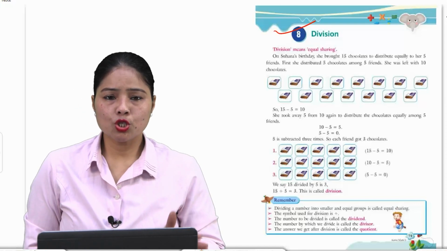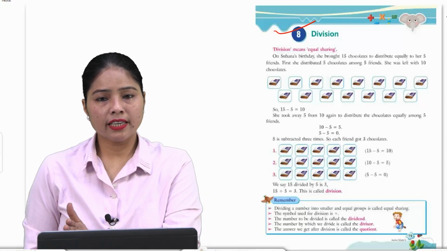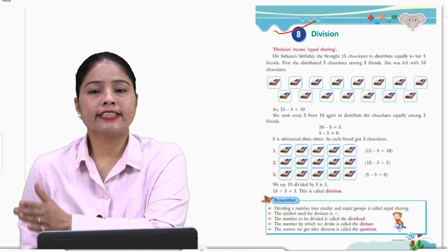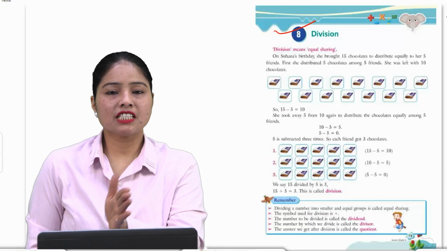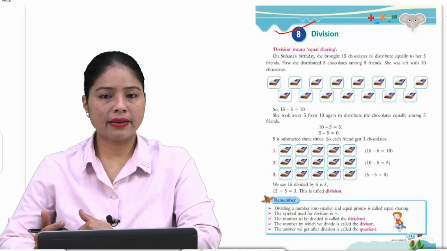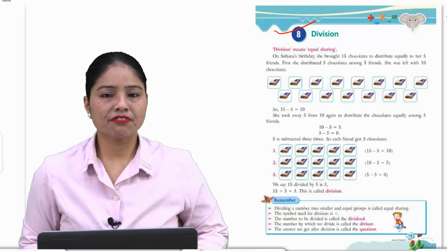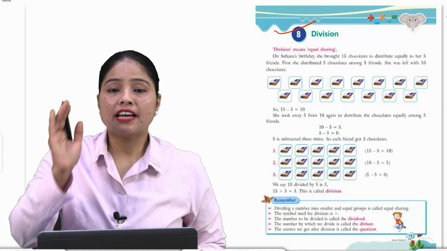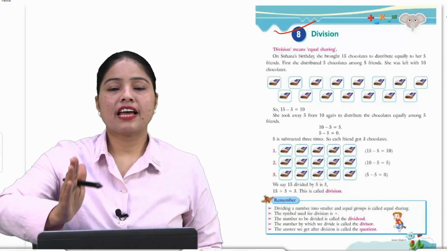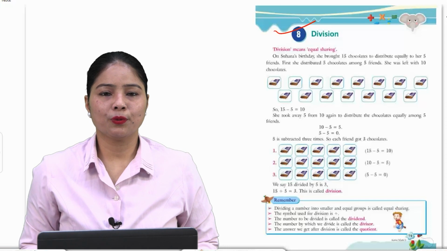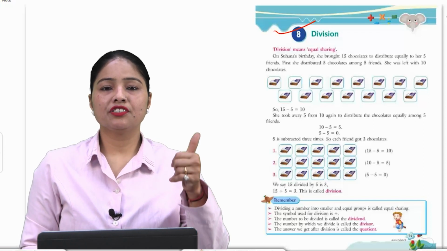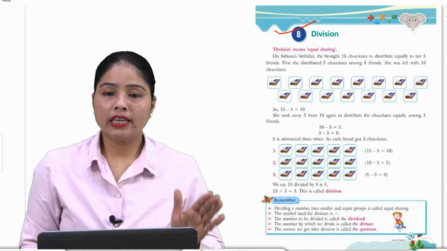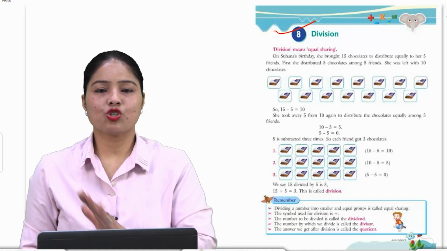Okay. She took away 5 from 10 again to distribute the chocolate equally among 5 friends. So, 10 minus 5. फिर से उसने इसमें से 5 minus कर दिया. Then 5 chocolates, then 5 minus 5 is equal to 0. So 5 is subtracted 3 times. जो 5 है 3 times subtract हुआ है. So each friend got 3 chocolates.